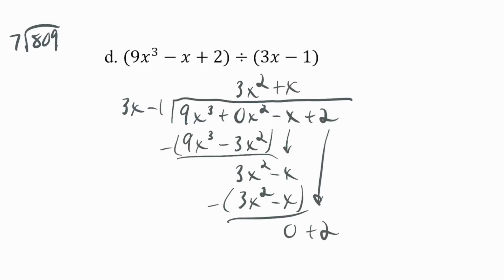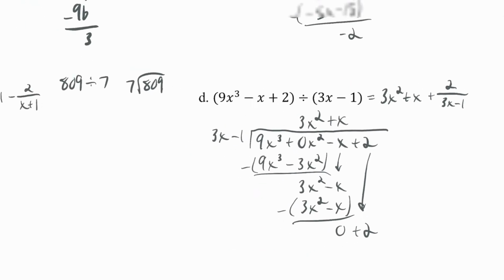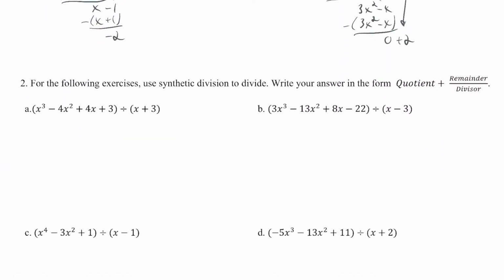There's nothing to eliminate here. The linear column is done, essentially. So that means that this equals 3x squared plus x plus 2 over 3x minus 1. Okay? So that's it for long division. I think the next thing is synthetic division. Yeah. For the following exercises, use synthetic division to divide.